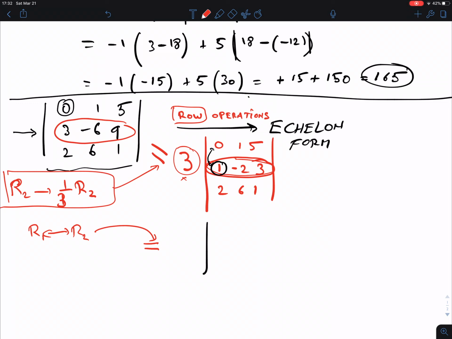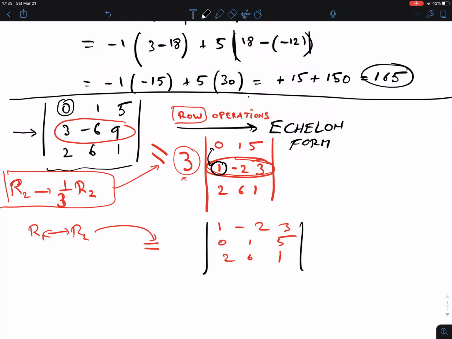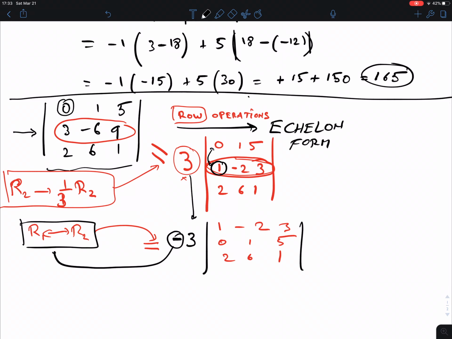Okay, so we have 1, minus 2, 3, 0, 1, 5, 2, 6, 1. That's the result of switching. So I should have done it in black. That's the result of switching these 2 rows. Now let's see what we have here. The 3, of course, we have to copy that. But we're doing something here again. When we switch, we also change the determinants. When we switch 2 rows, the sign of the determinant changes. So we get a minus sign. So this minus comes from the switch.